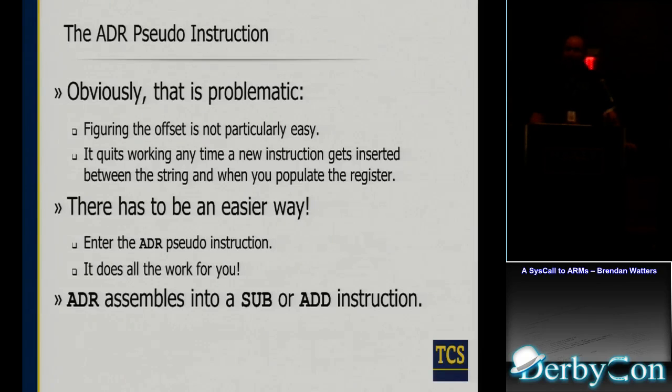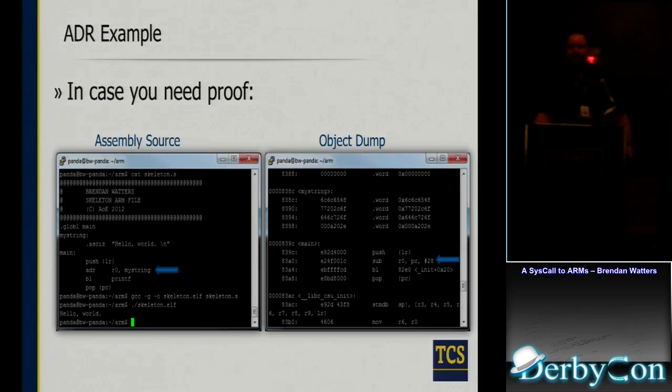Because the next thing we're going to talk about is the ADR pseudo instruction. It's called a pseudo instruction because at assembly time it gets assembled into a sub instruction, or an add, depending on what you want to do. Here you can see it's the exact same source, except instead of the sub, I use ADR. I just said move the address of my string into R0. If you look at the object dump, that's assembled into a sub instruction. It's all done before.